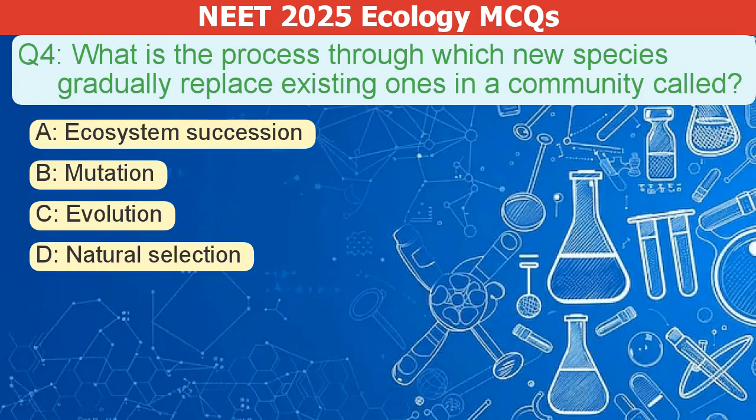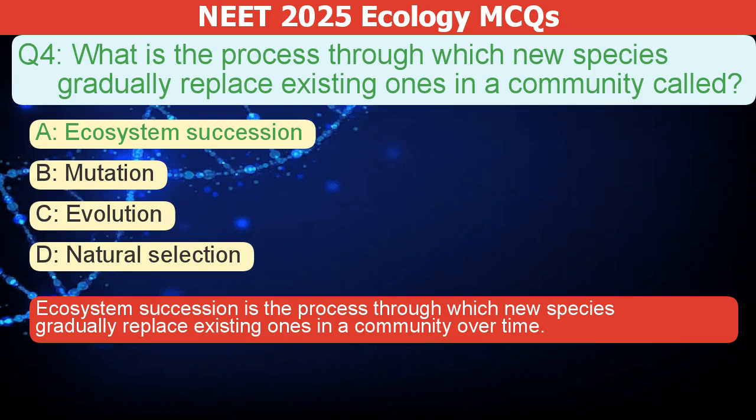What is the process through which new species gradually replace existing ones in a community called? A. Ecosystem succession. B. Mutation. C. Evolution. D. Natural selection. The correct answer is A. Ecosystem succession is the process through which new species gradually replace existing ones in a community over time.